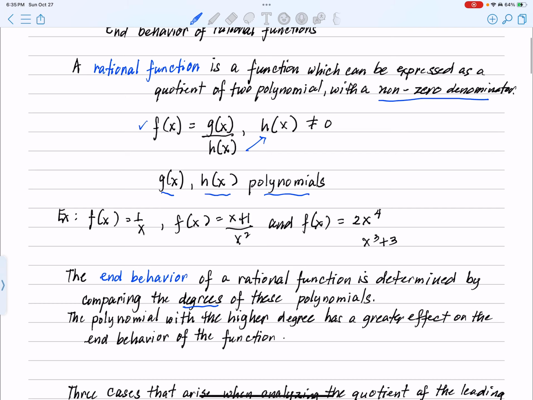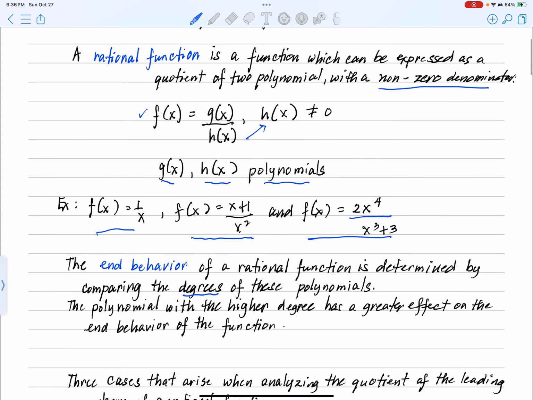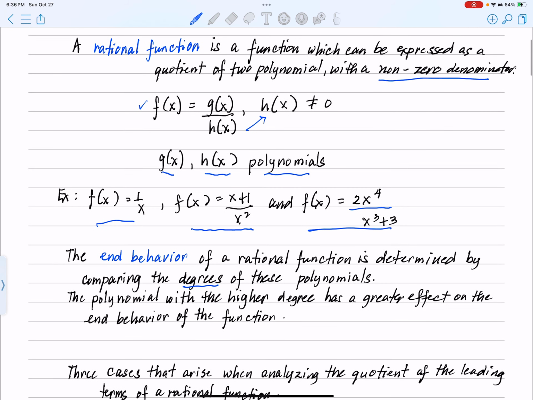So as an example, you can have f of x equals 1 over x, f of x equals x plus 1 over x squared, and f of x equals 2x to the fourth over x cubed plus 3. These are examples of a rational function.